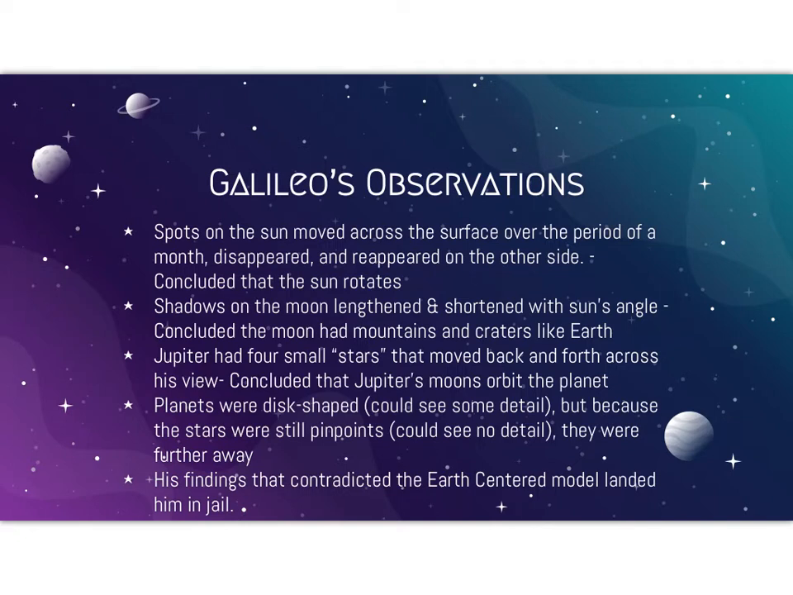He observed that some planets were disc-shaped. He could see some detail, but because the stars were still just absolute pinpoints, he couldn't see any detail. They must be further away. So based on the level of detail he could see, he could identify which objects were closer and which ones were further away. His findings contradicted the Earth-centered model that was in popular view at that point.